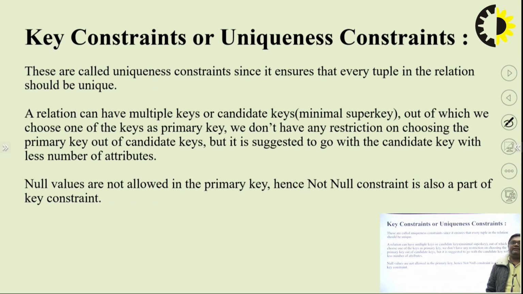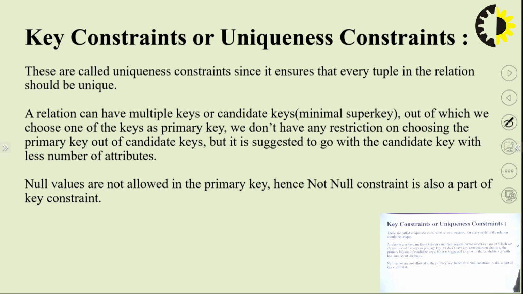Key constraint, or the uniqueness constraint. This is called the uniqueness constraint, since it ensures that every tuple in the relation should be unique. A relation can have multiple keys, so it can be enforced through keys or candidate keys. Candidate keys are the minimal super keys, out of which we can choose one as the primary key. We don't have any restrictions on choosing the primary key out of the candidate keys, but it is suggested to go with the candidate key with fewer attributes.